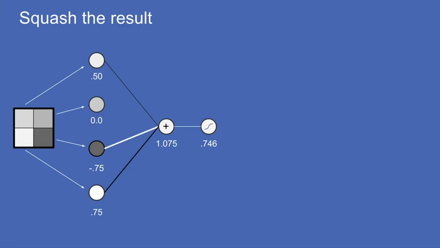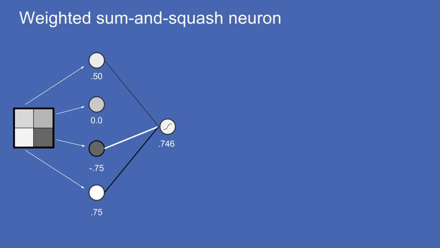So after you sum the weighted values of the neurons and squash the result, you get the output. In this case, 0.746. That is a neuron. So we can collapse all that down, and this is a neuron that does a weighted sum and squashes the result.